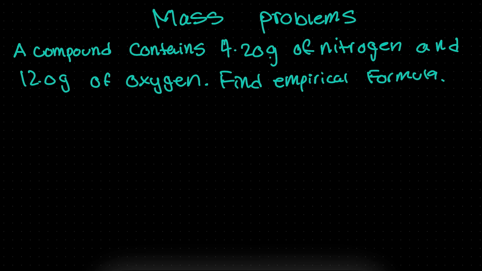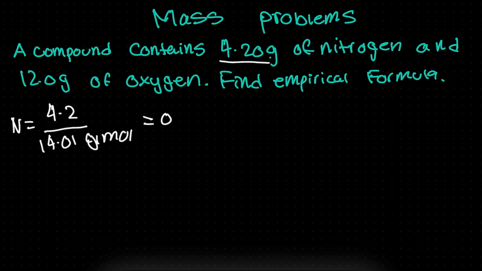So let's get nitrogen. What do we have for nitrogen? It said 4.2, right? So we have 4.2 grams of nitrogen, divided by its atomic mass or molar mass, which is the same thing. So 14.01 grams per mole. Make sure you don't forget the units, right? Which is equal to about 0.300 moles.